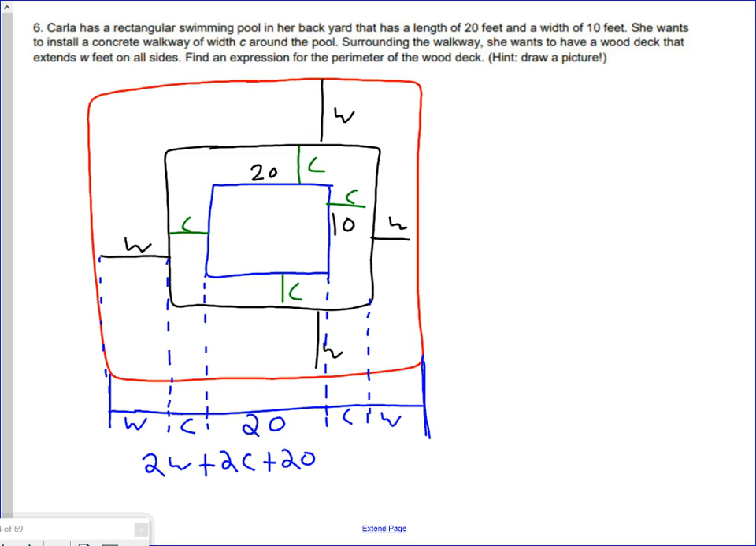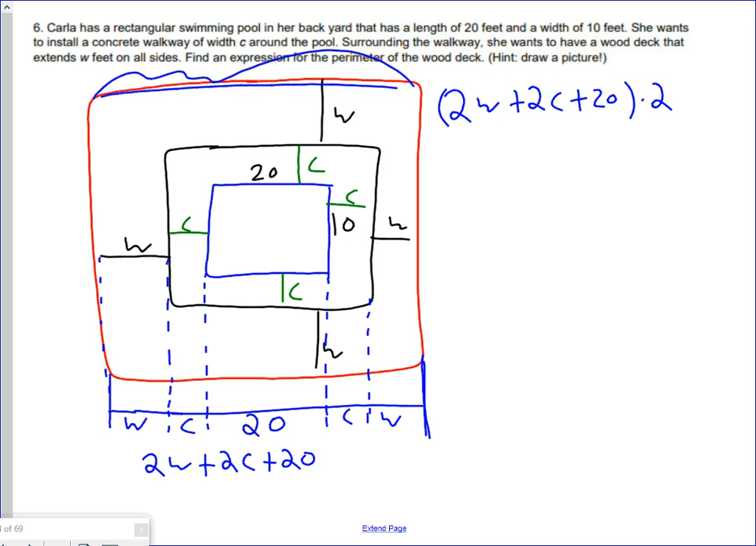And that's going to go for the perimeter on the top of that square as well. It's a square. It doesn't look like a square, but it's supposed to be a square. So the length of the bottom part of it will be the same as the top. So part of the perimeter is going to be this 2W plus 2C plus 20, all happening 2 times, for the top one right here and for the bottom one right here.